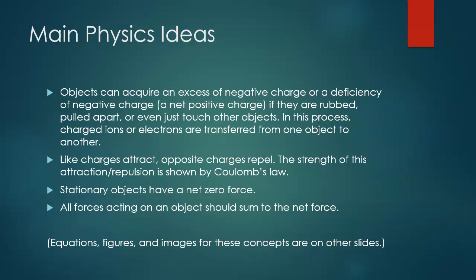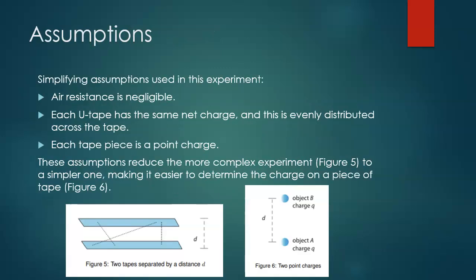This is particularly important in the lab because it allows us to figure that the electric force on tape B is equivalent to the gravitational force on tape B, since the floating piece of tape did not have any upward or downward movement, since all the forces should sum to a net zero. Some of the assumptions you can make are that air resistance is negligible, that there's evenly distributed charge, and that the piece of tape is a point charge, and this would make a simpler experiment.